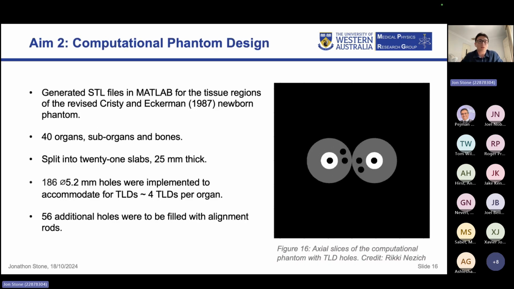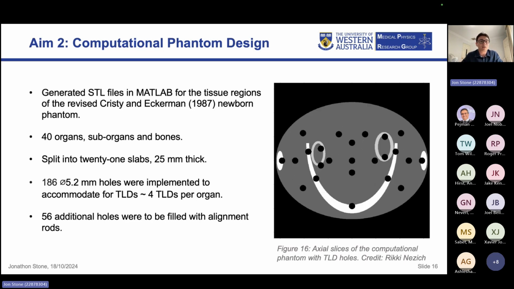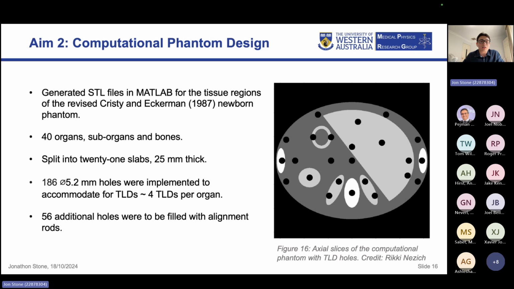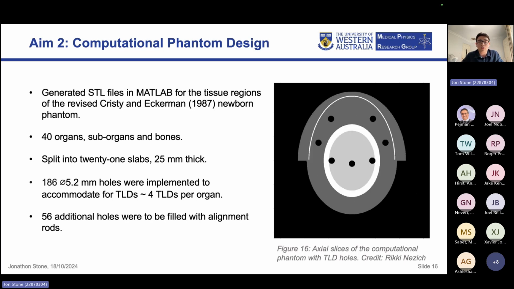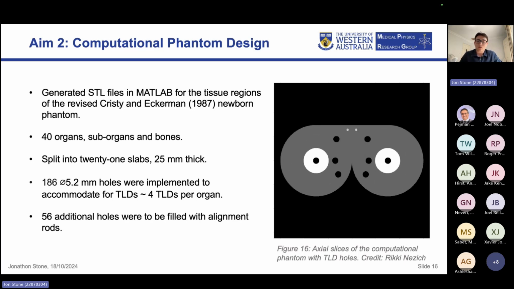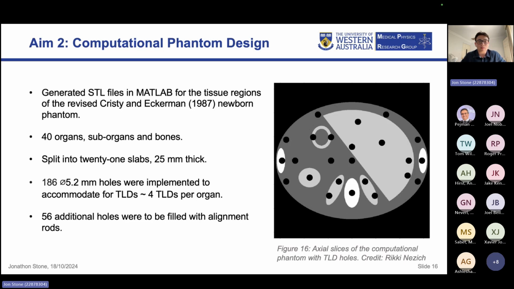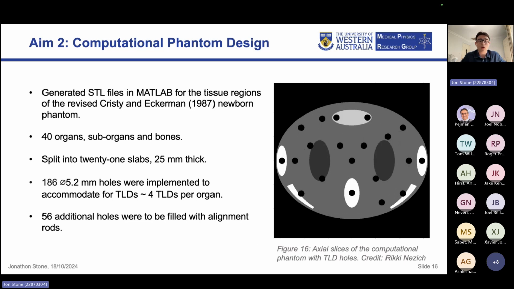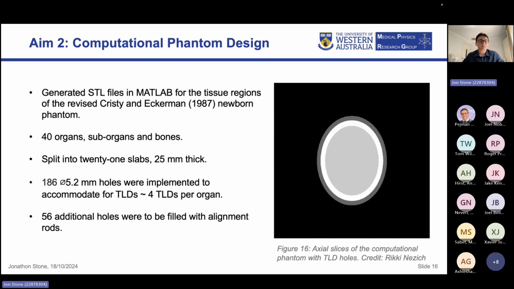So now onto aim 2, which was the computational phantom design, or the design and construction of the phantom. Rick and I generated STL files in MATLAB for the tissue regions of the Christian Eckermann phantom. Here's a GIF of the phantom in axial slices. The phantom included 40 organs, suborgans, and bones, and we split it into 21 slabs, 25 millimeters thick, kind of like the Rando and ATOM phantoms.